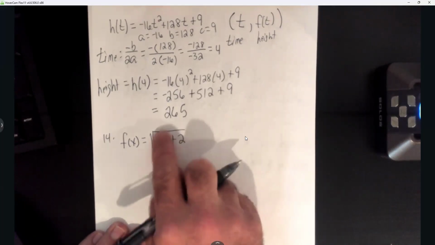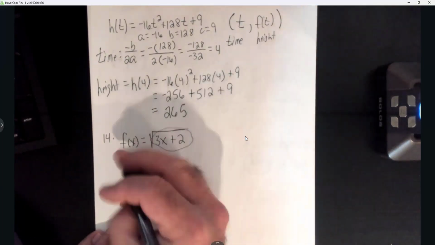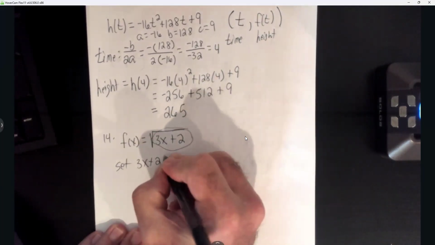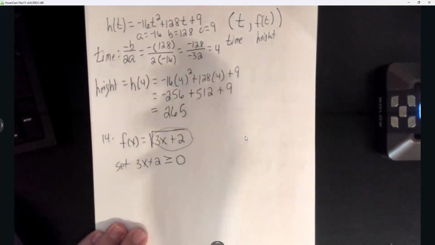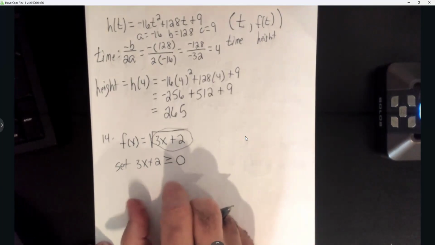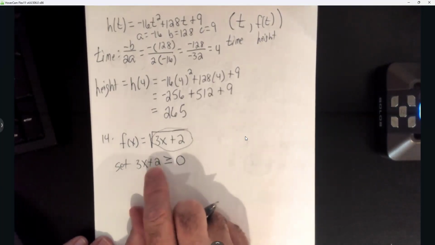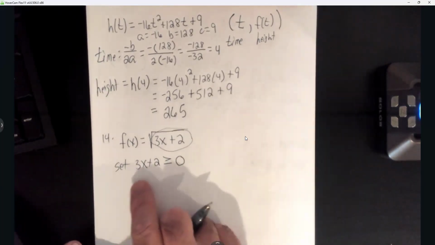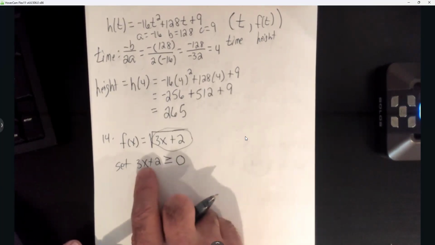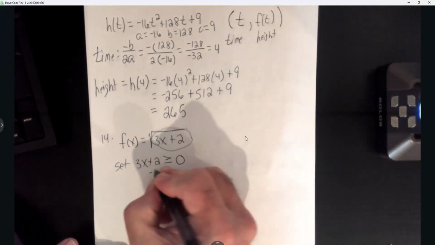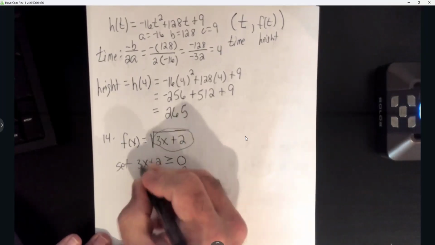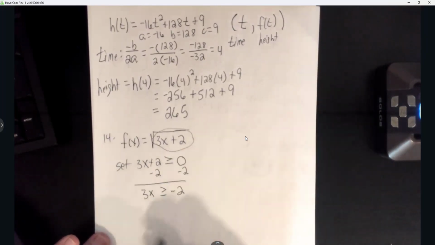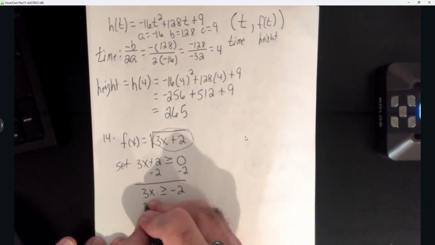So the domain on this, whatever's under the radical here, you're going to set 3x plus 2 greater than or equal to 0. Now they're using set builder notation on this one, okay? Which means the little parentheses and then your condition. So what you want to do is solve this for the x. Your first move is to subtract 2. So that gives me 3x greater than or equal to negative 2. Then divide both sides by 3.